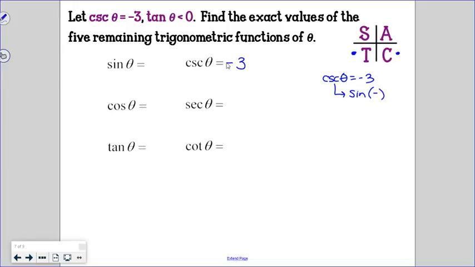4. Our other piece of information, tangent of theta is less than 0. What we talked about at the beginning, less than 0. So we're kind of thinking backwards this time. Instead of where it's positive, it's where it's negative, right? Let's go Nick Wageman. Which 2 quadrants could tangent be negative in? Quadrant 2 and quadrant 4, right?